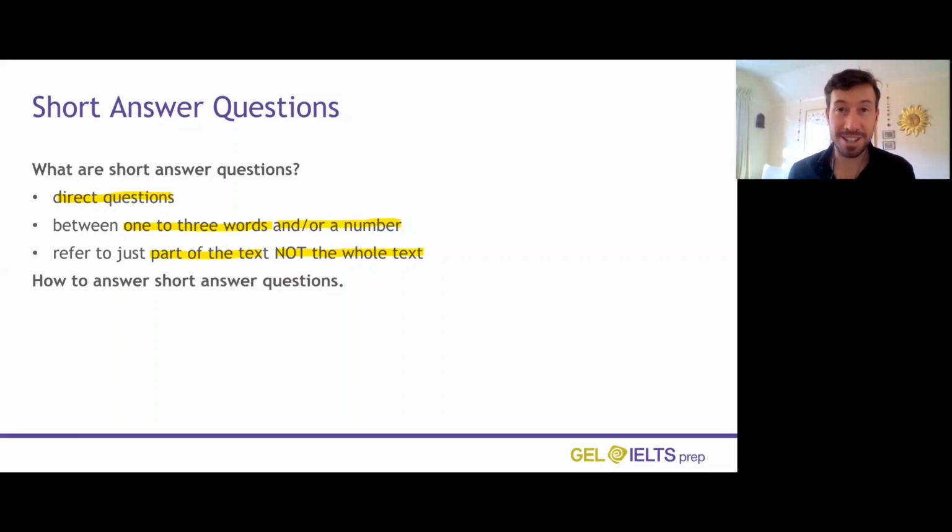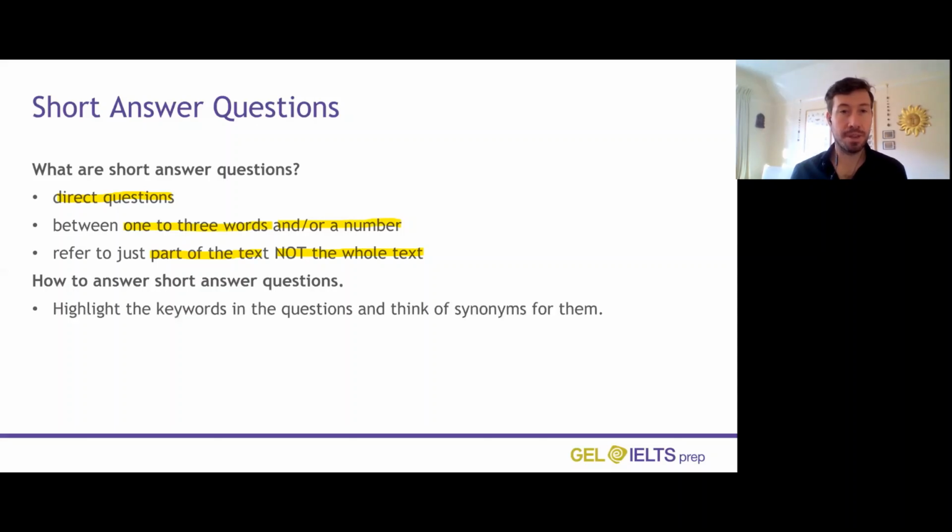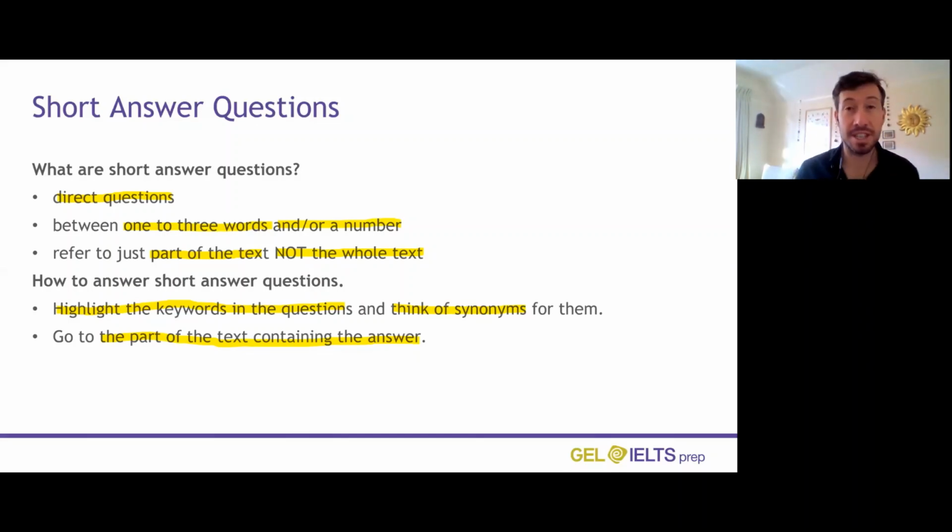So how do we answer these types of questions? Well, the first thing that you need to do is to highlight the key words in the question and to think of synonyms for the key words. So the key words, the most important words, and synonyms, words that have the same meaning. And we'll look at how to do this in a moment. Then you have to go to the part of the text containing the answer. So hopefully you'll think, okay, this is in this paragraph or this is in this paragraph, and you go to that paragraph to find the answer.